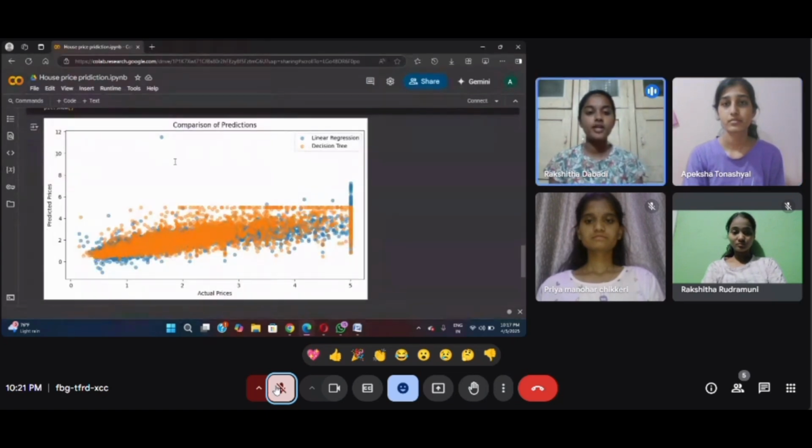The comparison of predictions. The predicted price lies on the y-axis. The actual price lies on the x-axis. The blue color indicates linear regression. Red color indicates the decision tree. Last part, conclusion.